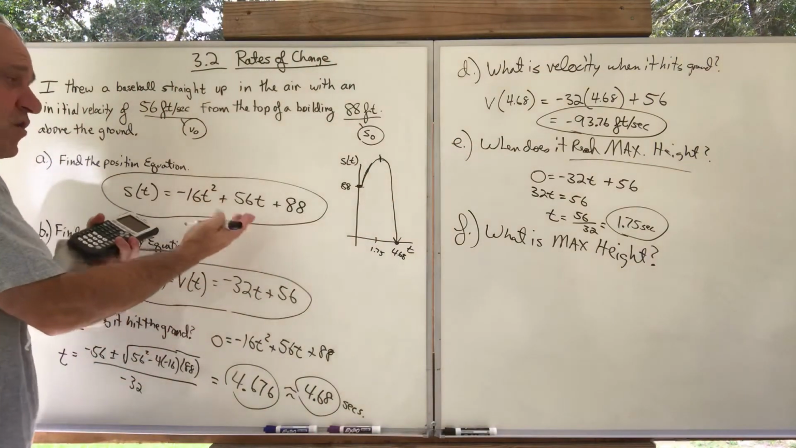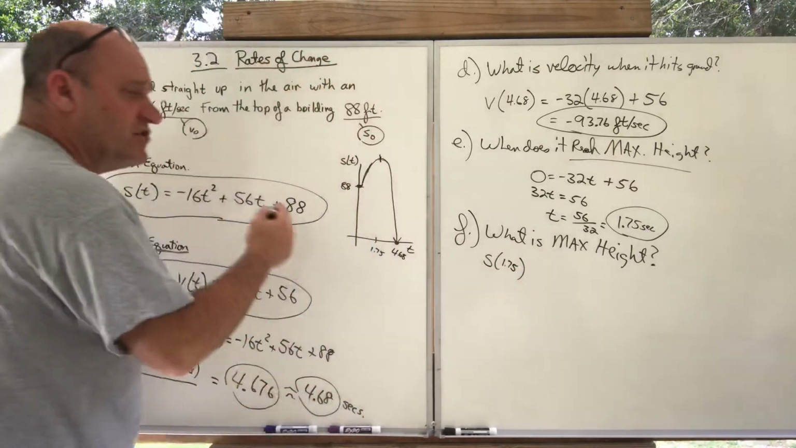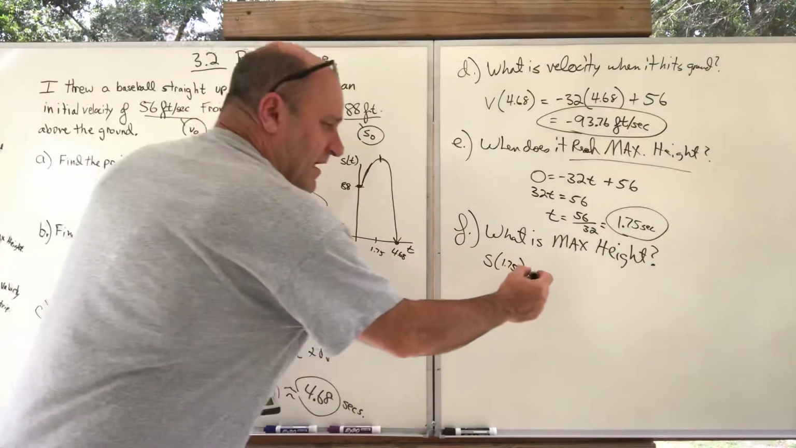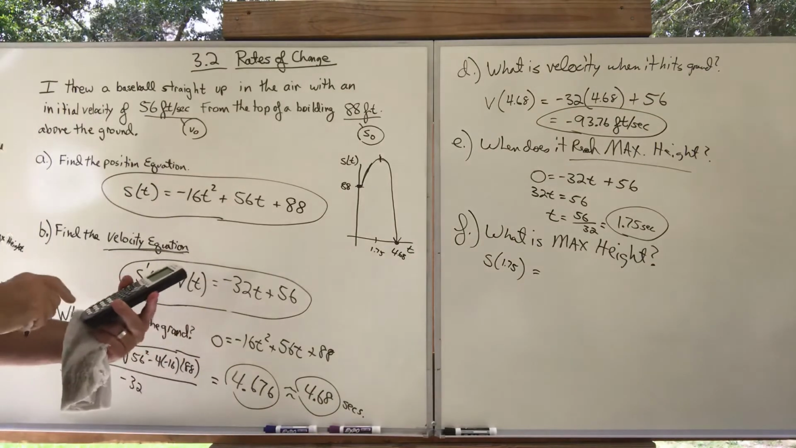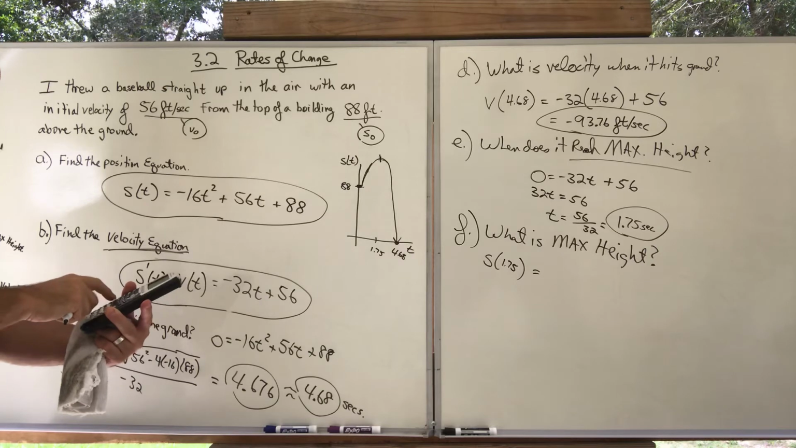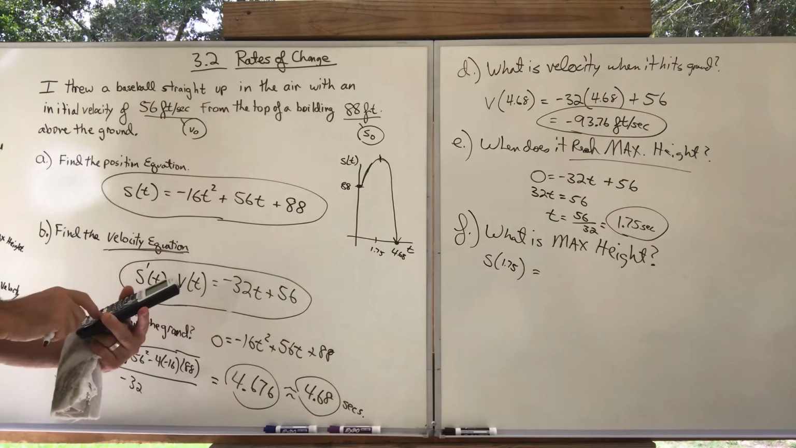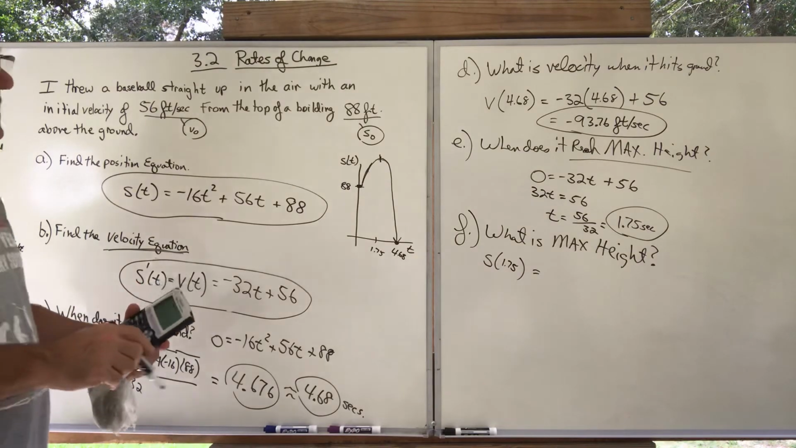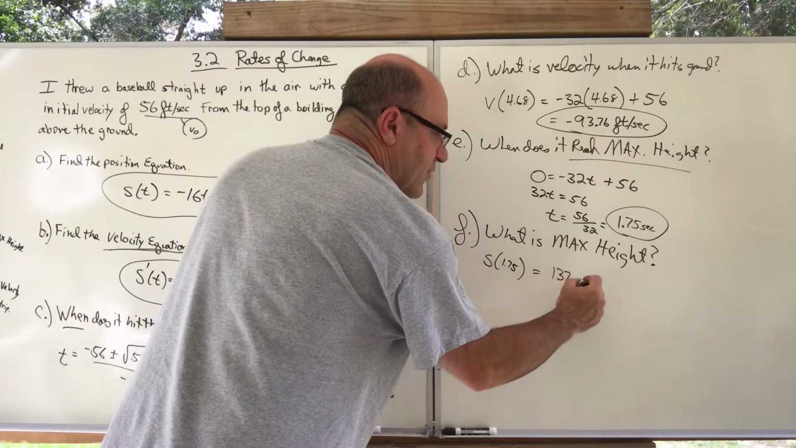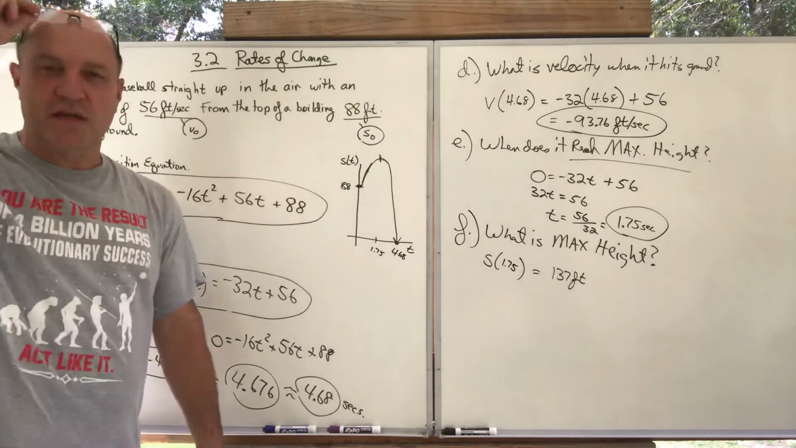So now if I want to know what is the maximum height, I plug 1.75 into the function and do this work. I'll just do that quickly. Negative 16 times the 1.75 squared, plus the 56 times the 1.75, plus the original 88, and I'm getting 137 feet. I hope that's right. I plugged 1.75 into the position equation to get the height.